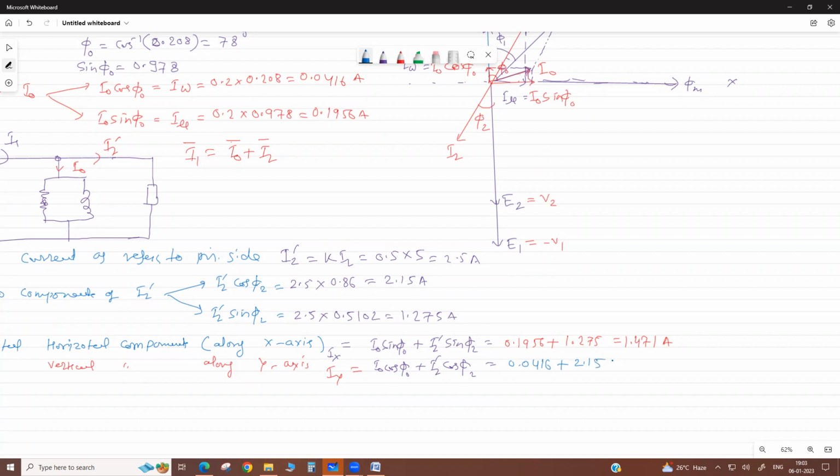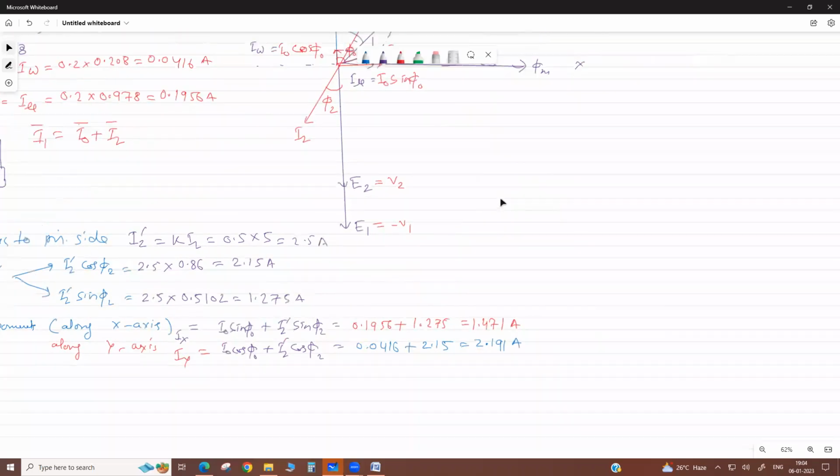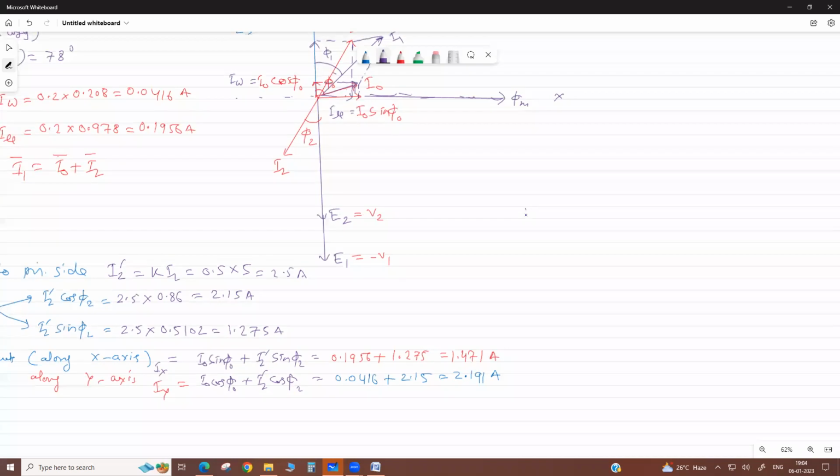Okay, this, it comes 2.2, 191 ampere. This we get as total. It means this is your Iy, correct? This is your Ix. This is Ix. This is your Iy.